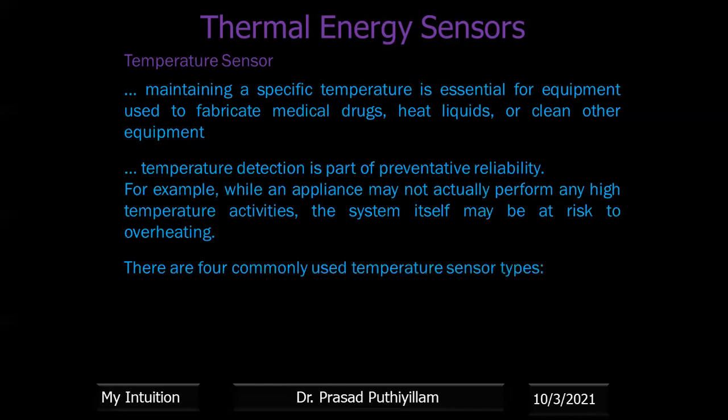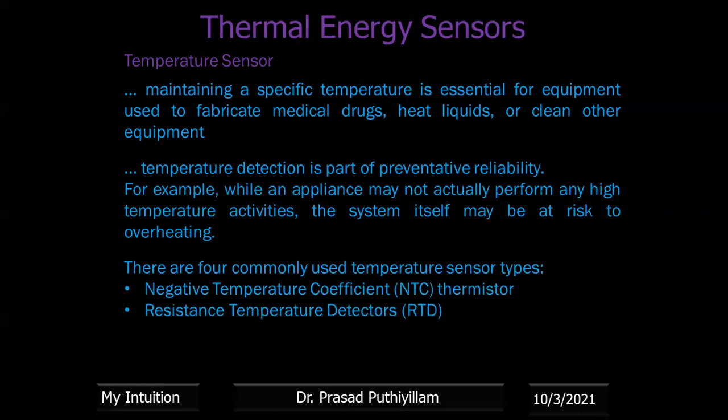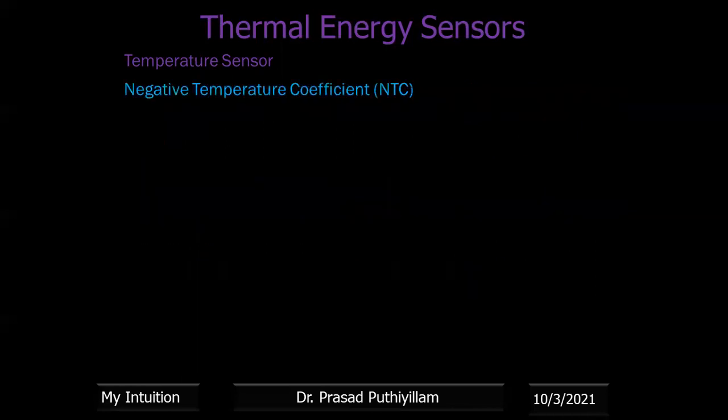There are four commonly used temperature sensor types: NTC, that is negative temperature coefficient thermistor, resistant temperature detector, which we call RTD, thermocouple, and semiconductor based sensors. Most of them we already studied; they are available in the market. When marketing people explain, we hear about NTC, RTD. Now let's see what it is, basically.